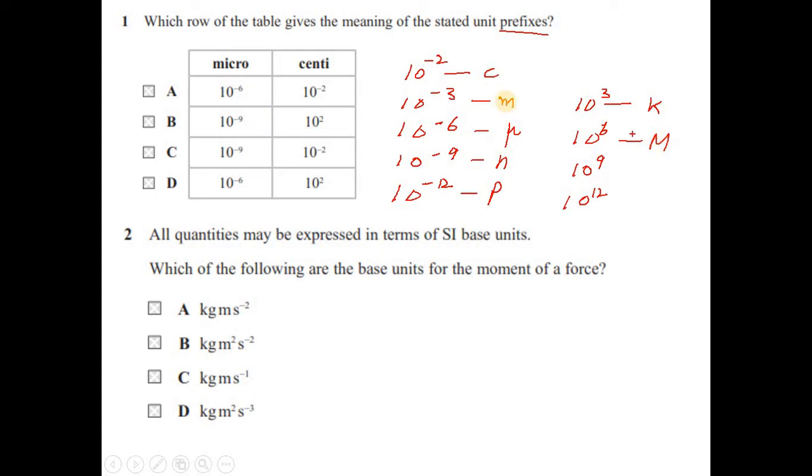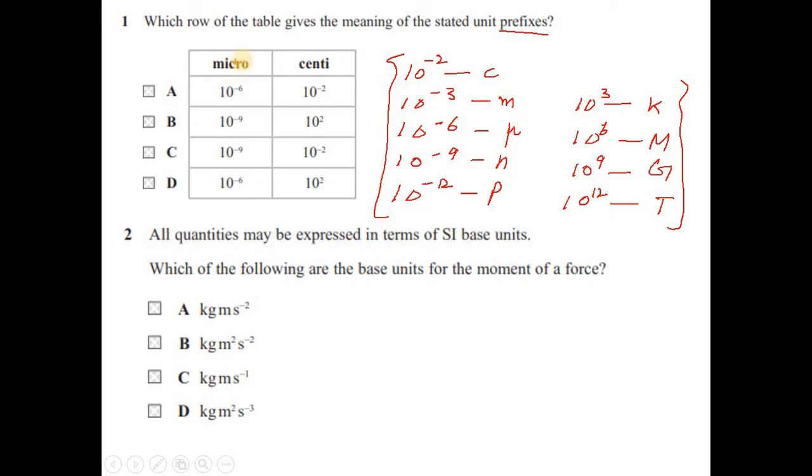Don't confuse small m with capital M. Capital M is a big, positive power: million or mega. 10 to the power 9 is giga, capital G. 10 to the power 12 is tera, which is T. If you remember all these prefixes, these types of questions will be quite easy for you to judge or to choose the answer.